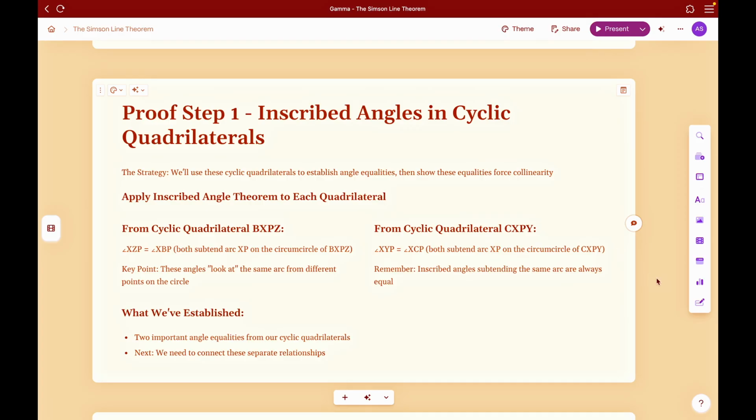Key points: these angles look at the same arc from different points on the circle, and that's why they're equal. And remember, this is basically a theorem, and if you want to know the theorem I said, you can always look at my geometry series, or if you want to know any other theorems, most of them won't be used here.